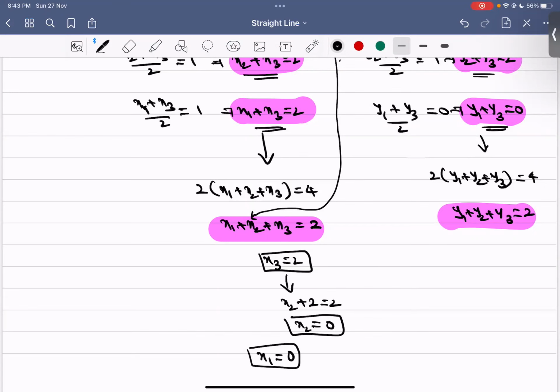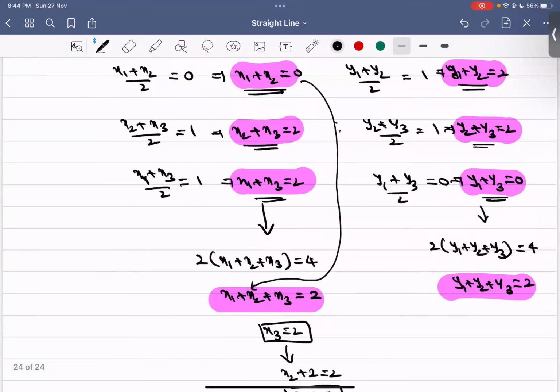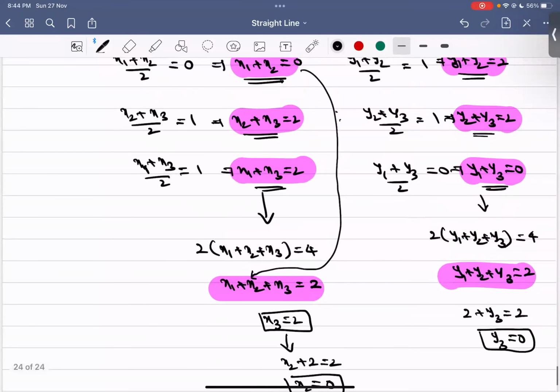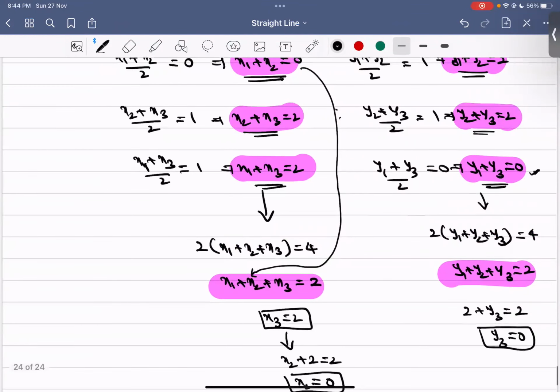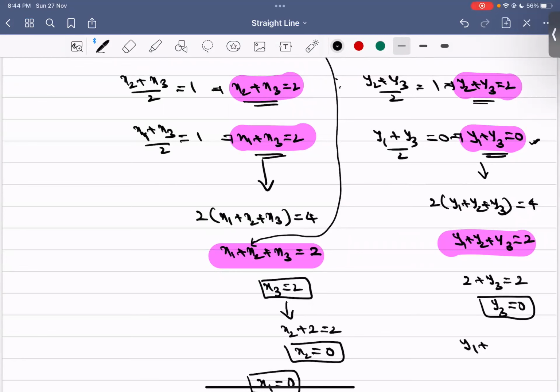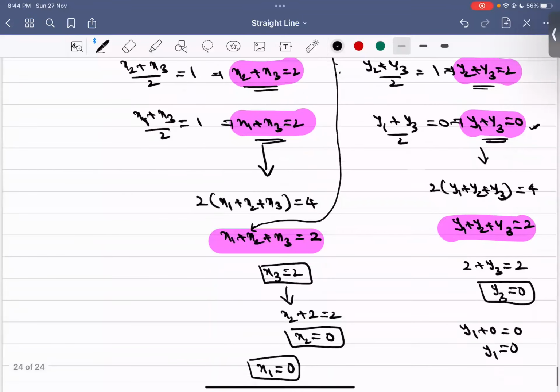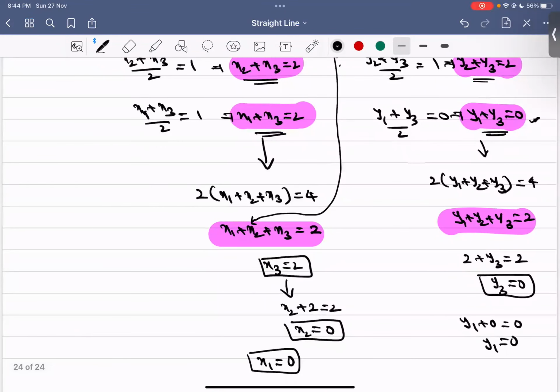So similarly, you will find here y1 plus y2 is equal to 2. Therefore, 2 plus y3 is equal to 0, so y3 is equal to 0. Now put y3 equal to 0 in this equation, then you will get y1. Therefore, y1 plus 0 is equal to 0, so y1 is also equal to 0. Next, y1 is 0, y3 is 0, so y2 is equal to 2.